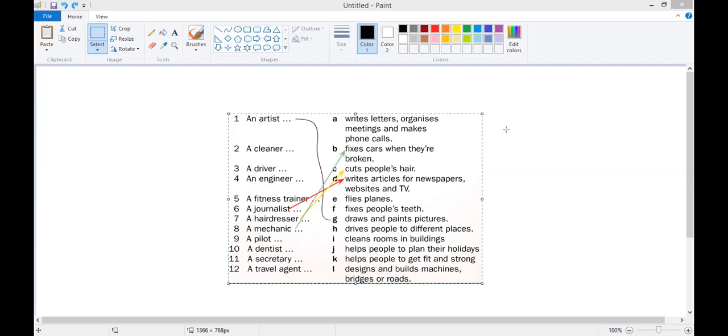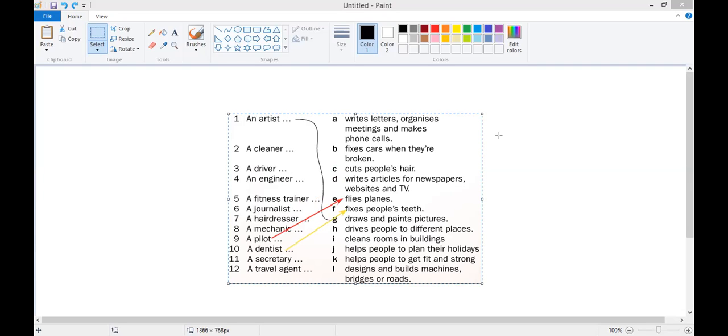All right. Then the next one up, let's see, we have a pilot. A pilot, what is a pilot going to do? Well, he flies planes. So that's letter E. What about a dentist? A dentist, well, similar to the word that we have in Spanish. That's very easy to understand. So a dentist works with people's teeth. He takes care of their dental health, fixes people's teeth.